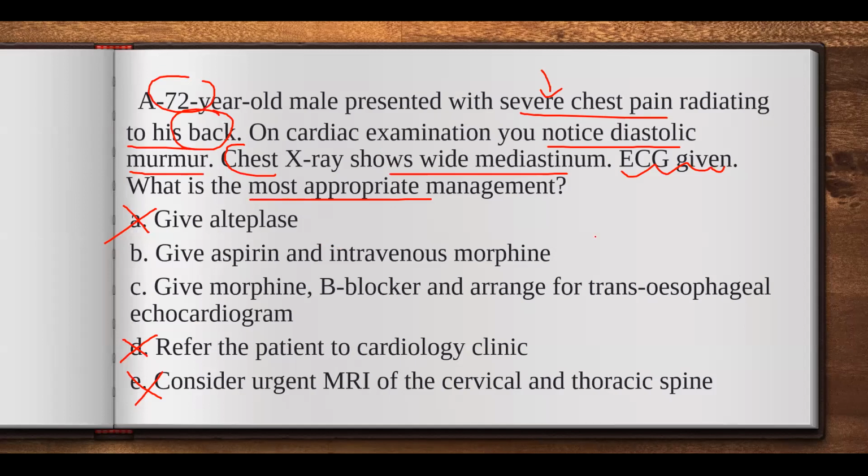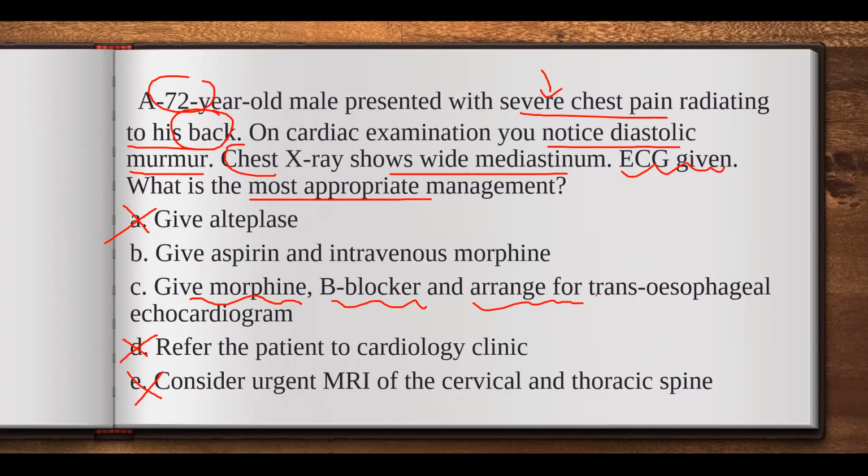And they're asking you the most appropriate management. See that it would be a good idea in option C if we would get morphine, aspirin, beta blocker, and others. So that would be a good idea. But we haven't got that, unfortunately. And we need to know if it is a case of aortic dissection or not, and what type of aortic dissection it is. So the best option for this patient among B and C would be giving morphine, beta blocker, and arranging for a transesophageal echocardiogram.